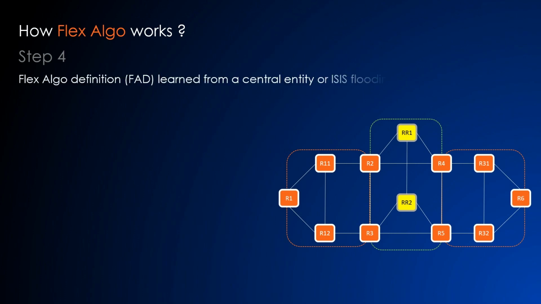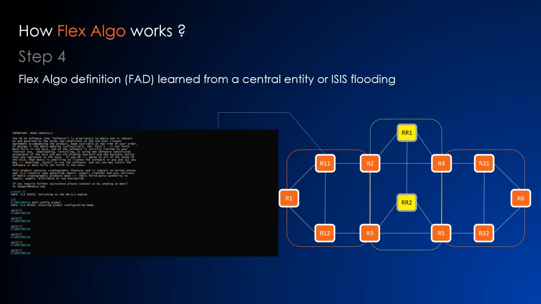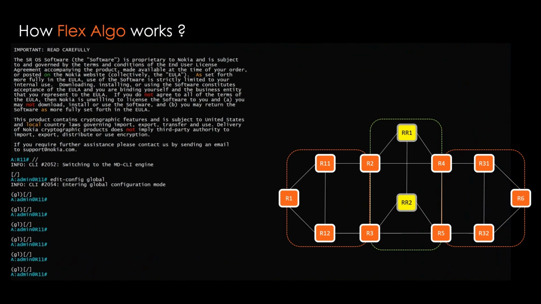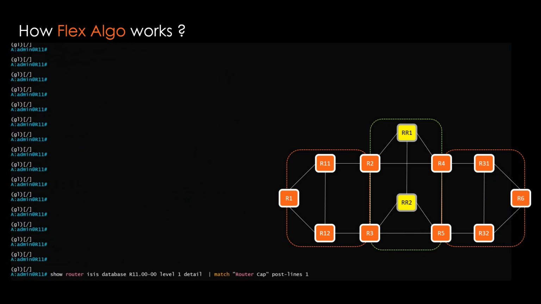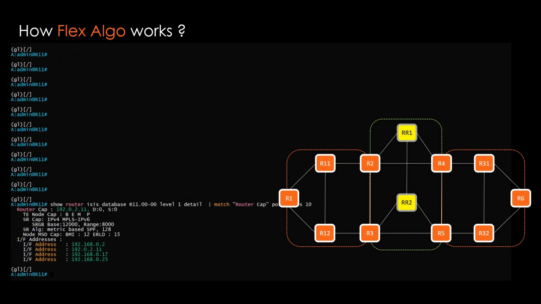So R11, which is also part of Flex Algo, is advertising its own capabilities. It also advertised the same using ISIS. So if you see that R1 is advertised, similarly R11 also advertised its capability based on SR Algo, which is 128 from the R11 perspective. Every router which is a part of Flex Algo will advertise this capability.